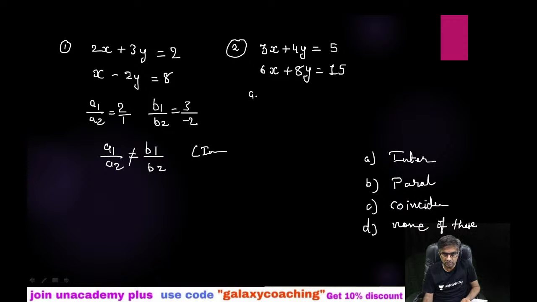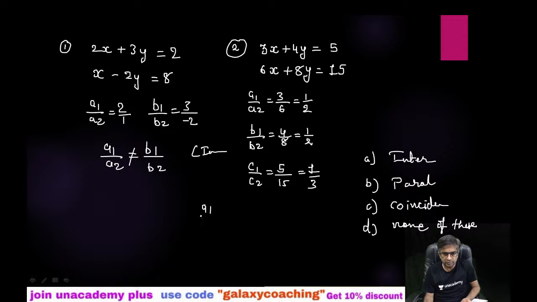Why? You can see A1 upon A2 will be 3 by 6, that is 1 by 2. B1 upon B2, 4 by 8, that is also 1 by 2. But C1 upon C2, 5 by 15, you will get 1 by 3. So A1 upon A2 equals B1 upon B2, but is not equal to C1 upon C2. So parallel lines, no solution, inconsistent. Got it guys? Is it clear?